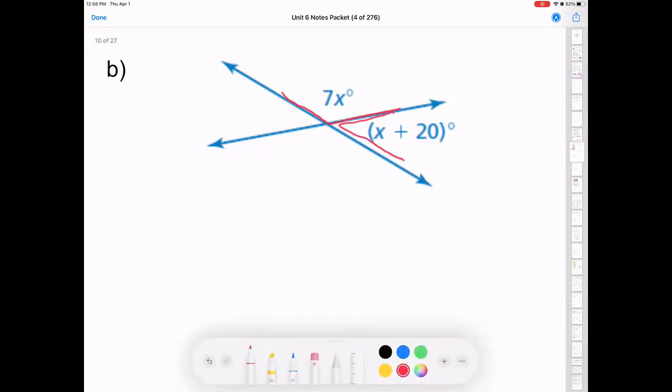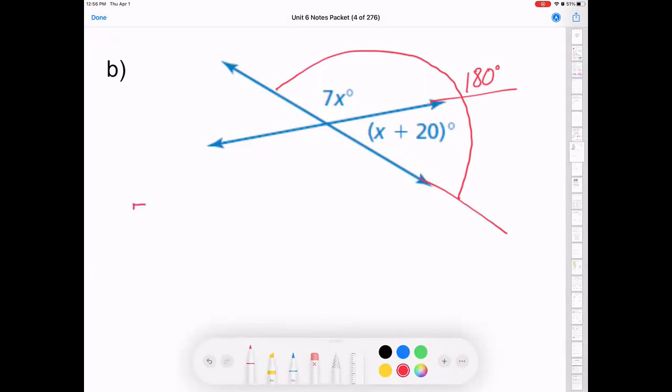Now, looking at these 2 angles, we do see that they don't create a 90 degrees, but rather, if you extended this out, this would create a pair of supplementary angles. As a result, this is going to total 180 degrees. So our 7x, when brought together with our x plus 20, in total, they should combine to be 180 degrees. And this is why those equations were so important earlier.